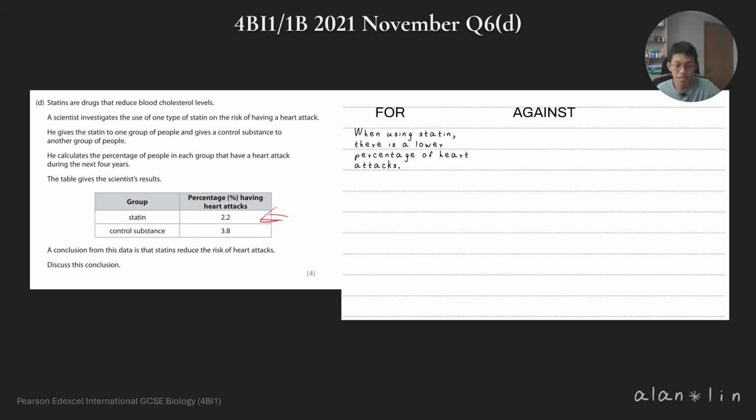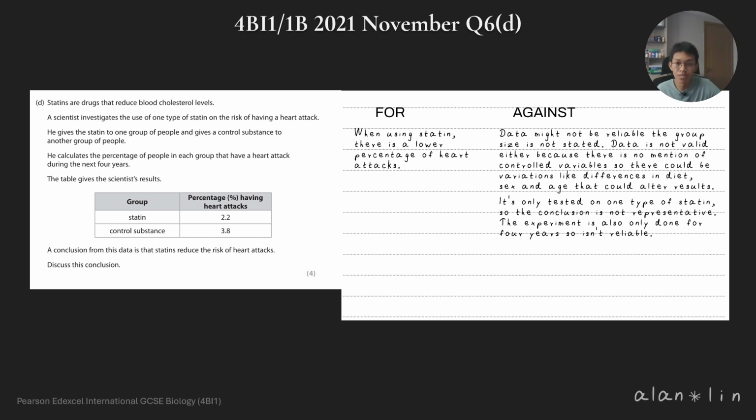And the experimental method, when we assess it, is probably going to be going against the statement. And that's because the data here is not reliable. The reason we say that is because we have no idea how many people were involved. We have no idea what the group size is, so we can't be sure if the data is reliable or not. And as for validity, we don't really have the controls like diet or sex and age, which are biotic variables, and diet, which is an abiotic variable. These could be affecting the results, but we don't have any idea if they did keep them the same or not.